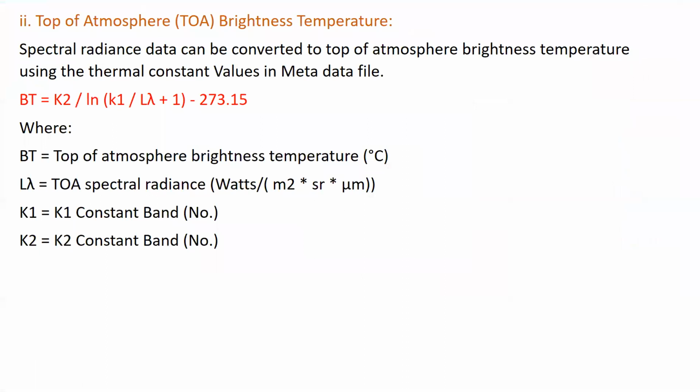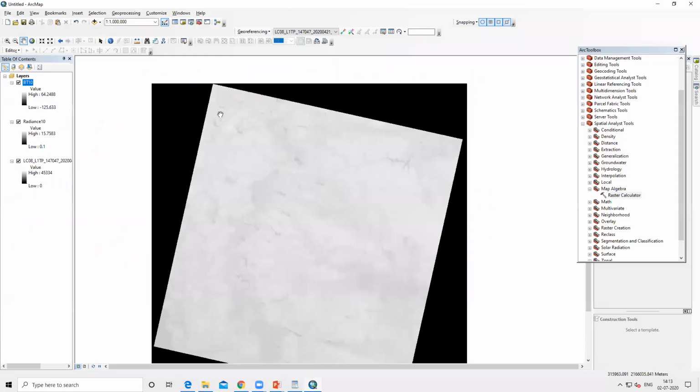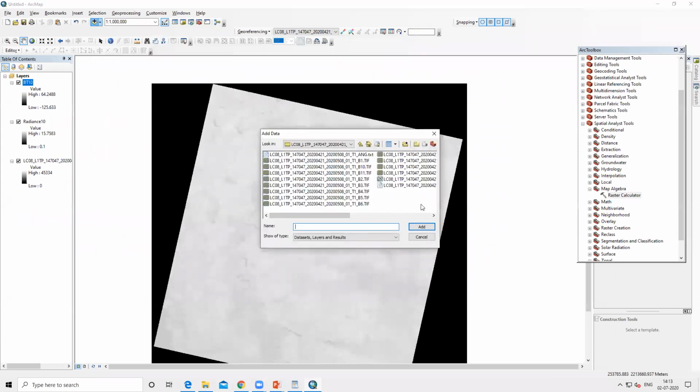Now our third step is to calculate the normalized difference vegetation index. NDVI we'll calculate. To calculate the normalized difference vegetation index, we need band number 5 and band number 4. This is the formula: NIR minus red divided by NIR plus red, that we are going to use to calculate our normalized difference vegetation index. So for that I will go to add data and I will add band 5 and band 4. Add option is there.